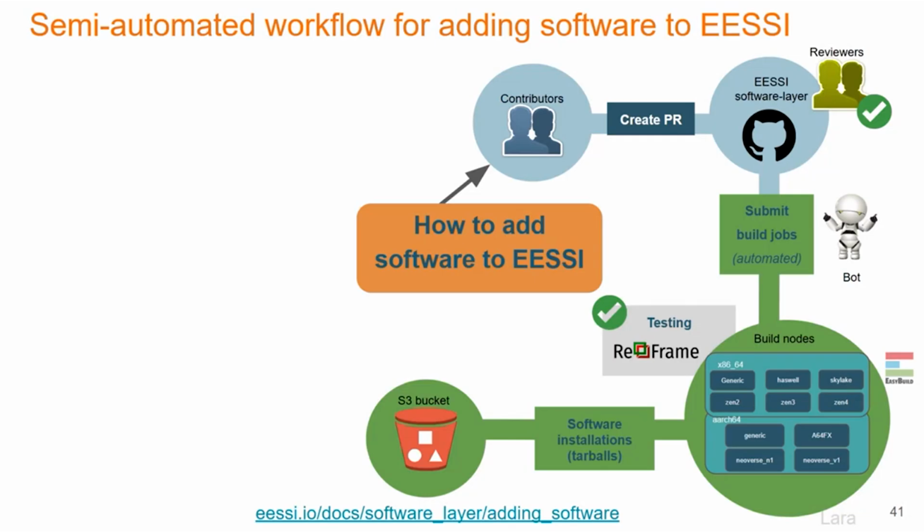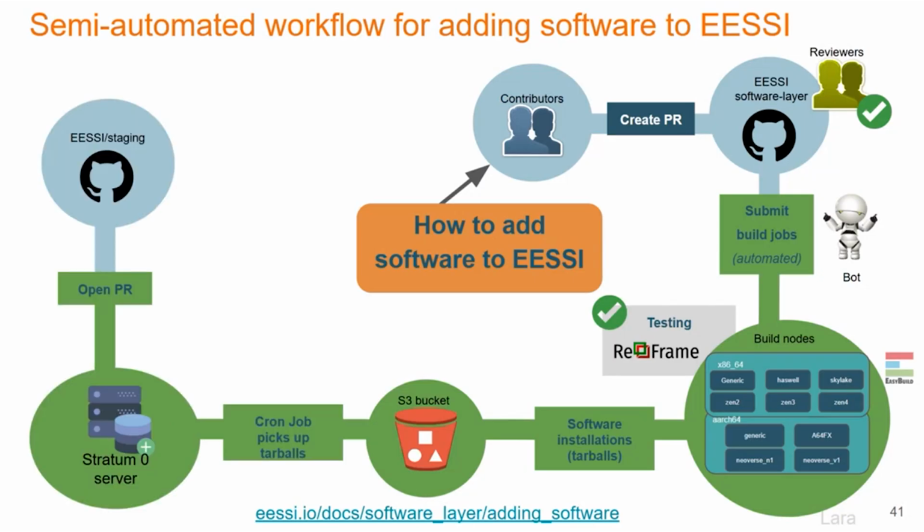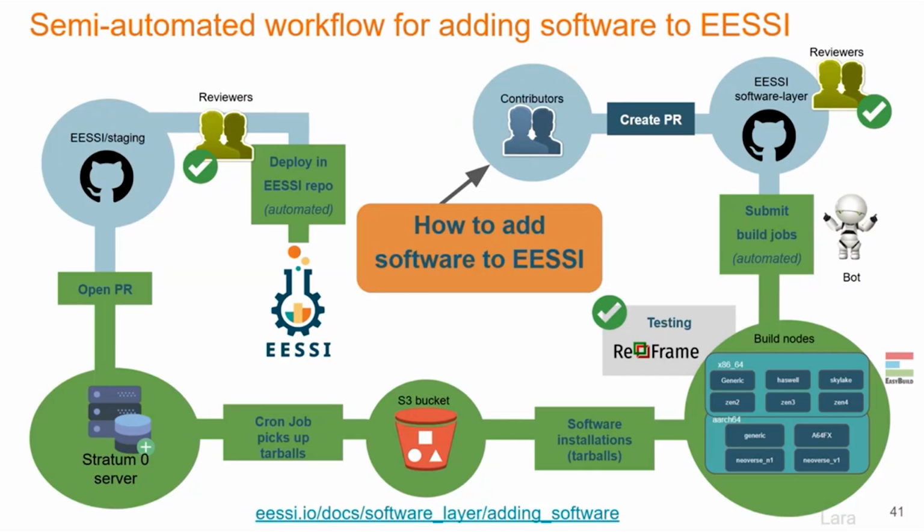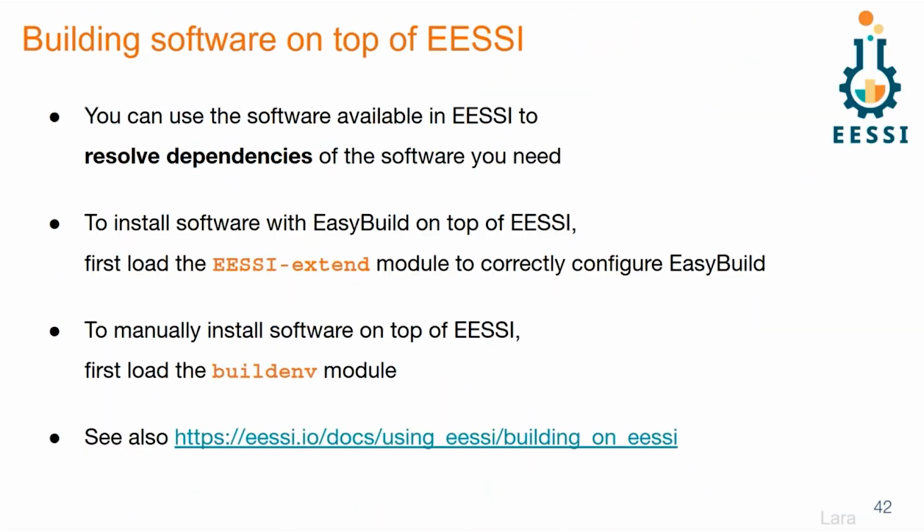Once the installations are all built and tested, the software will be sent to an S3 bucket. There it will be picked up and sent to the central CernVM-FS server that I mentioned earlier. It will then have another review via the EESSI staging, and once it is reviewed again, it will be deployed in EESSI in a couple of minutes. It will then be available on the systems where EESSI is installed.